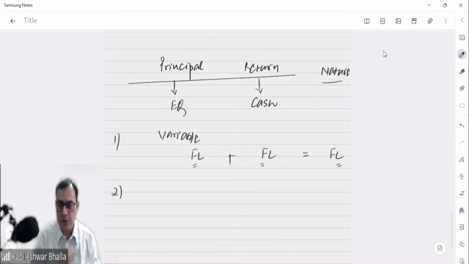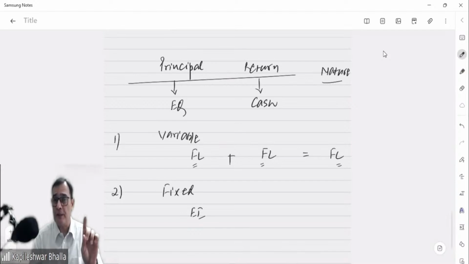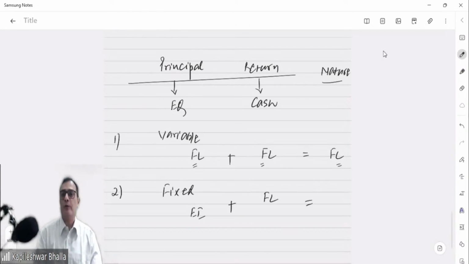Let's take the second permutation combination. In the second permutation combination, you know well in advance that I'm going to issue a fixed number of shares. And the moment I issue a fixed number of shares, we know that this is an equity instrument, because if you issue a fixed number of equity instruments, my step number 3 tells me that it is an equity instrument. But as far as the return is concerned, it's a financial liability. So now you know that one component is an equity instrument and another component is a financial liability. That makes it a compound financial instrument.